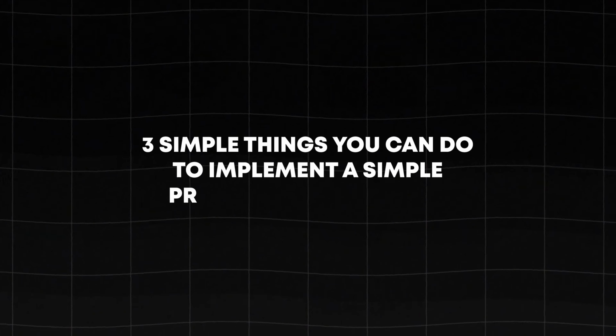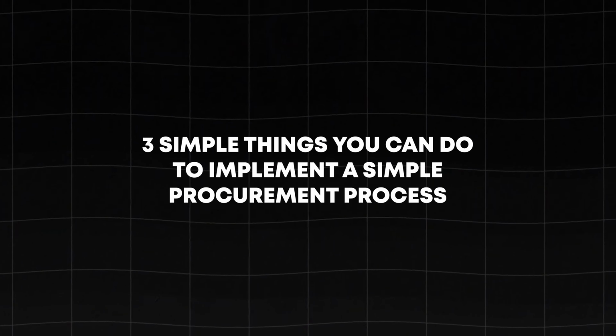If you're a controller of a company and you're dealing with uncontrolled spend, like for example, people buy whenever they want to buy, or people order through emails or Slack messages, and you're always wondering who ordered what, then this video is for you. Because in this video, I'm going to break down 3 simple things you can do to implement a simple procurement process.